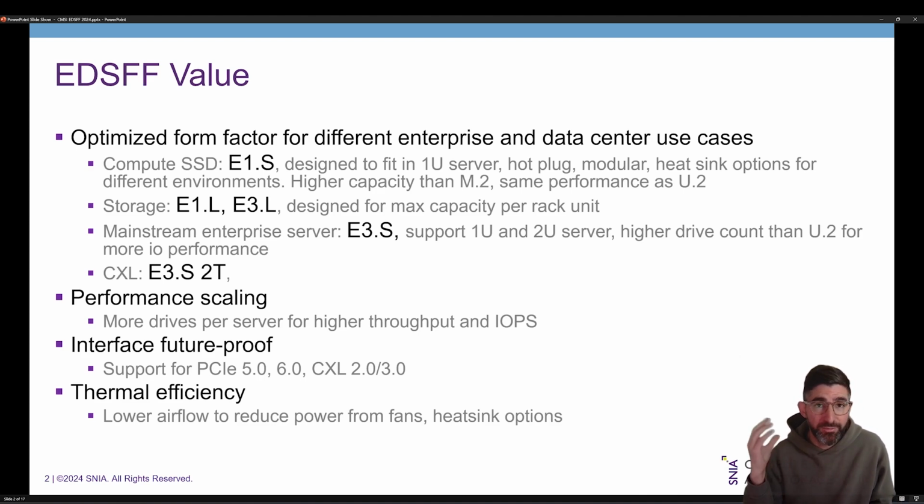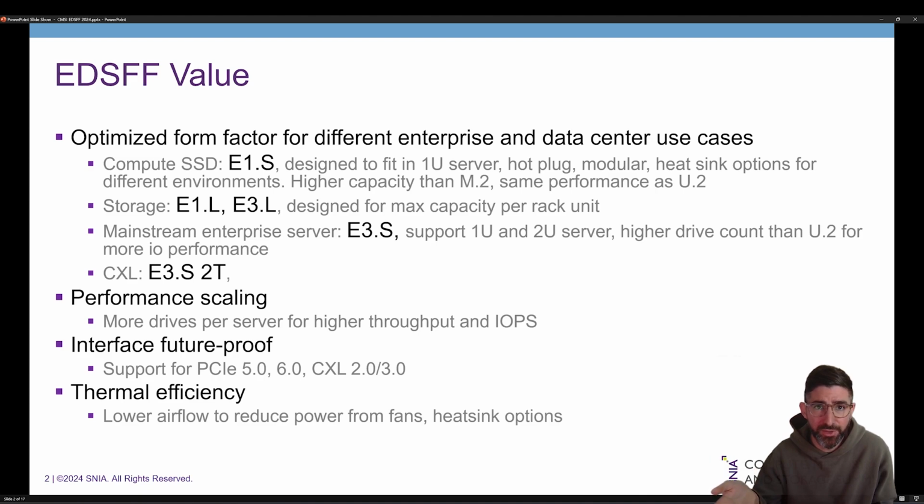E3.S is really your mainstream form factor for enterprise servers. Servers have to support 1U and 2U variants, and they needed a form factor that can fit in a 1U horizontally or a 2U vertically. When they were designing it, I worked with Dell and HP and the folks that wrote the original spec. The idea was that this standard version, the E3.S, which is 7.5 millimeters, would be smaller than U.2, so you can scale the number of I/O and scale the performance.